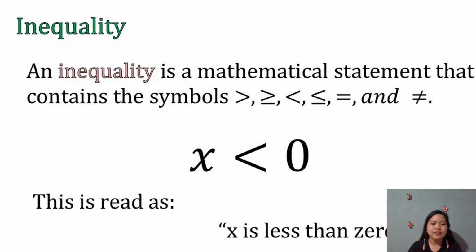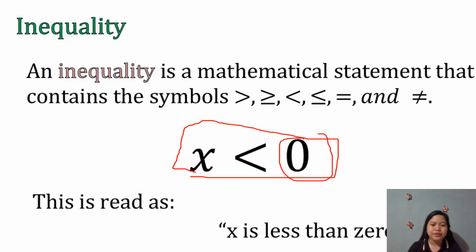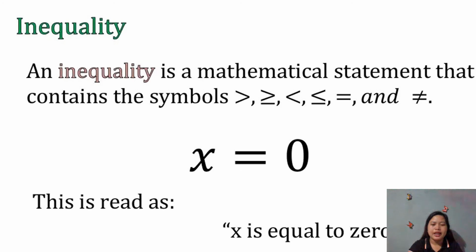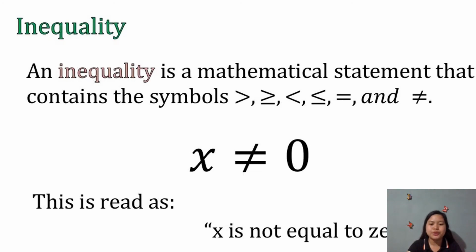So we have here, this is read as x is less than 0. So again, 0 is greater than x, but x is less than 0. Since the side that it points to is the smaller one, that means less than. So x is less than 0. We also have here, x is less than or equal to 0. And this one is read as x is equal to 0. This one also is read as x is not equal to 0.